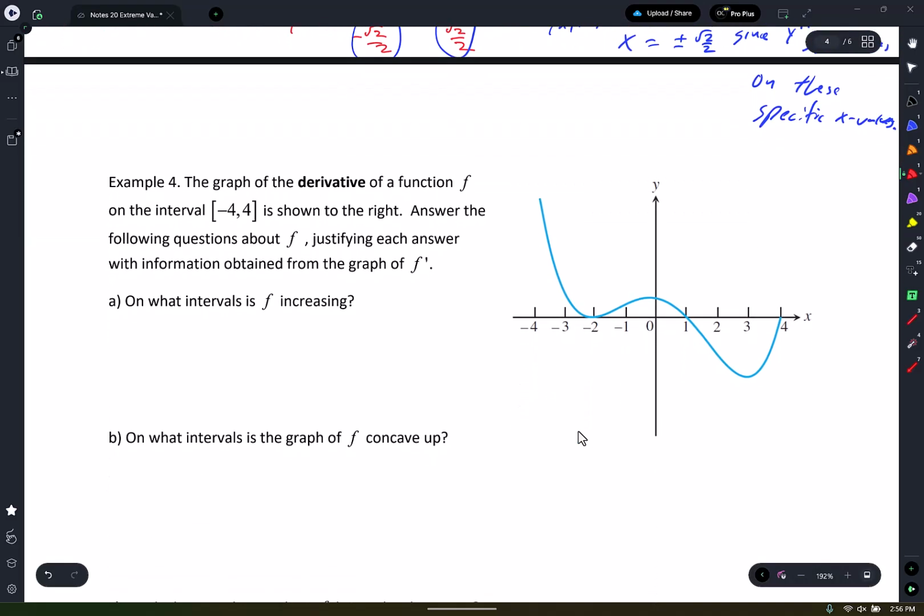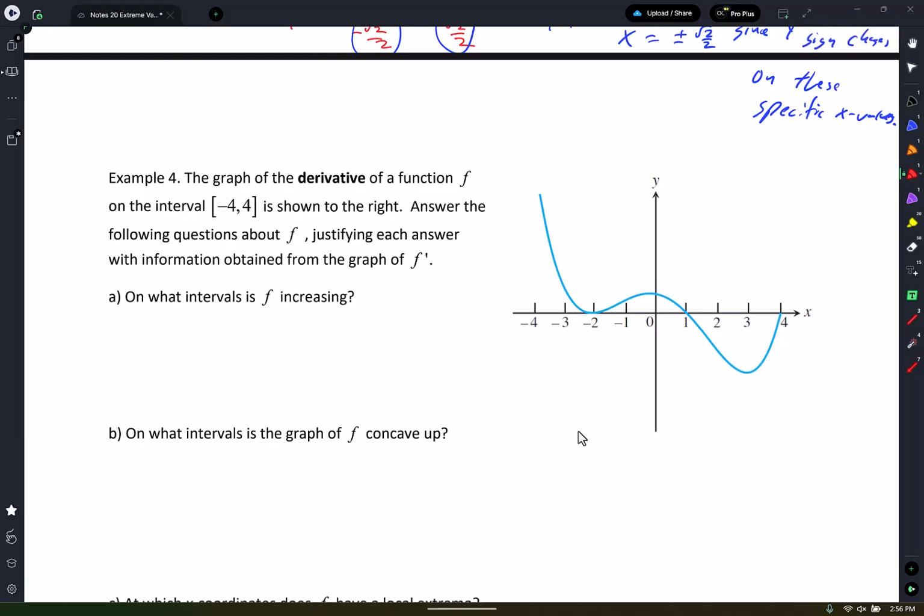The graph of the derivative of a function f on the interval negative 4 to 4 is shown on the right. Answer the following questions about f, justifying each answer with information obtained from the graph of f prime.